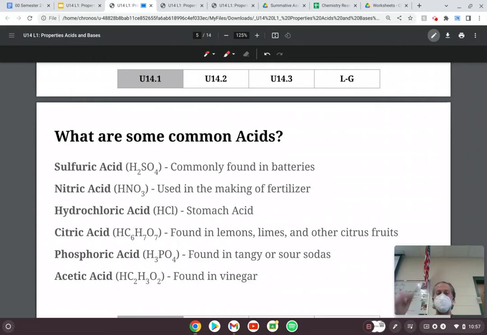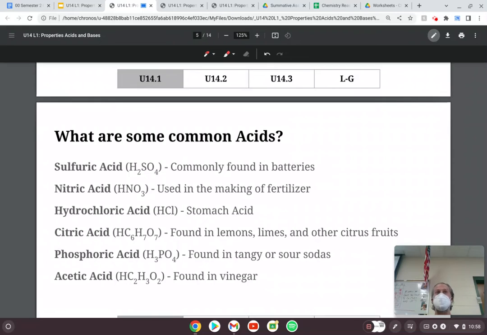Gross. Okay. Citric acid is found in lemons, limes, and citrus fruits. You can buy powdered citric acid and add it to stuff, and it'll taste fruity. Phosphoric acid is one of the acids in Mountain Dew, and it definitely gives Mountain Dew its distinct taste. And vinegar itself is basically a solution of watered down acid. So those are some common examples of acid that you might have run across in your daily life.